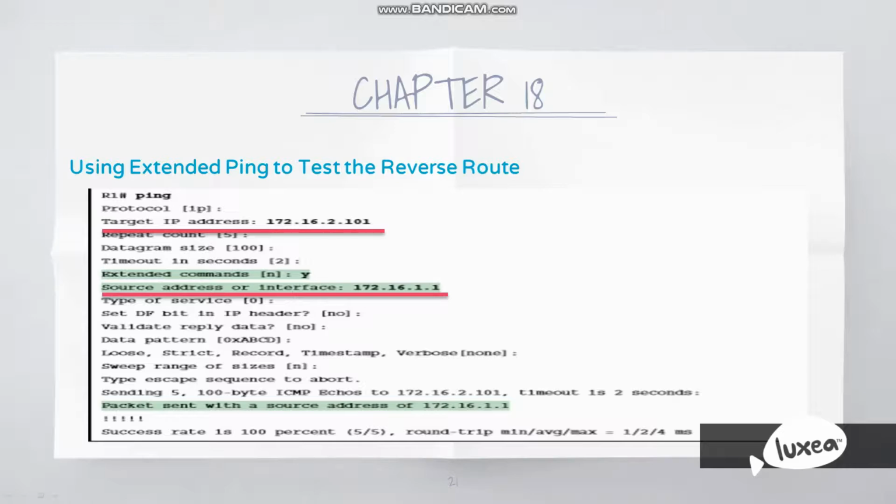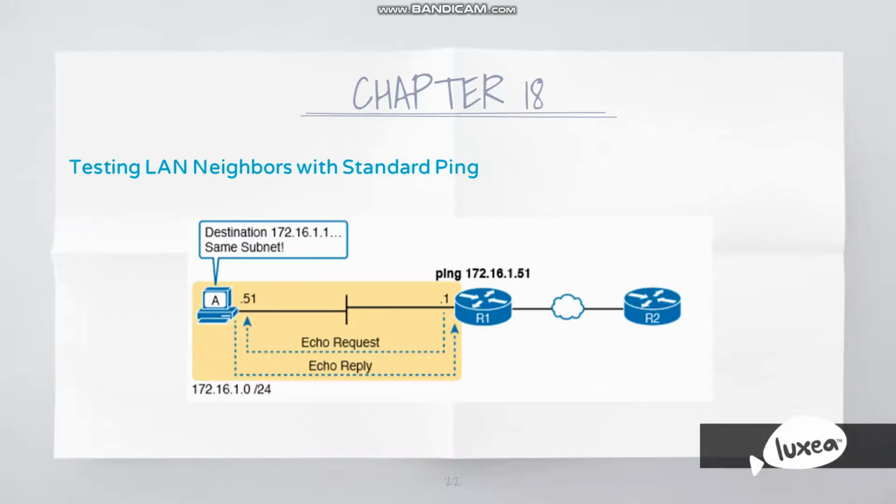But why use extended commands and the source address? We should put Y as yes in there. That is the IP address of the router or switch where we send the packets. Also in this example, we can just put ping, the target IP address, and the source address. Okay, and this is testing LAN neighbors with standard ping.